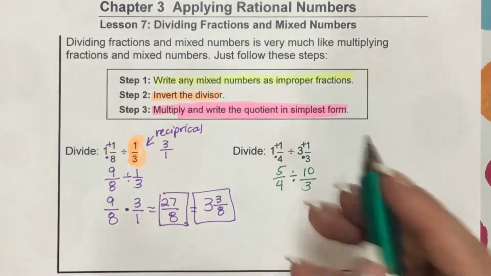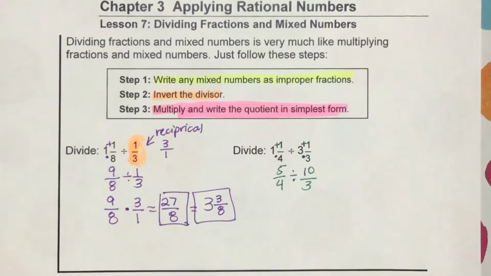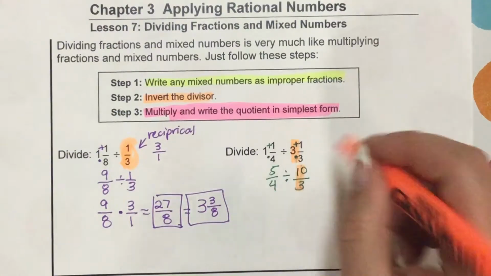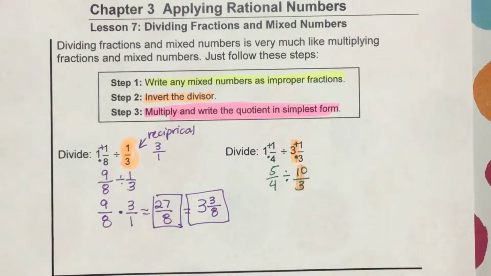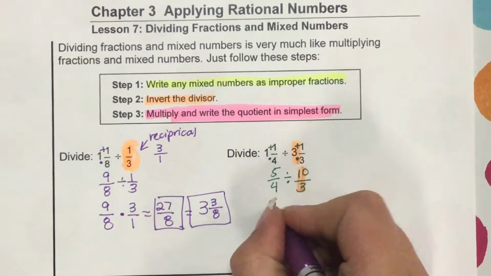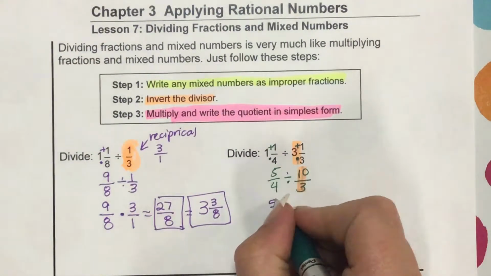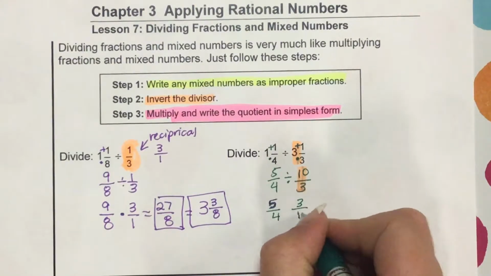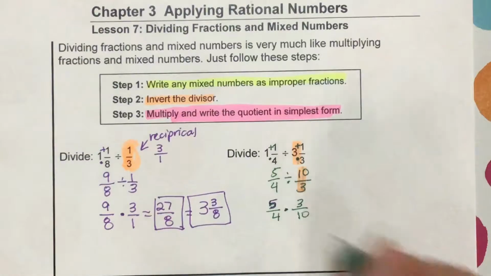Then we're just going to invert the divisor, which is the one on the right. We keep 5/4, and we do the reciprocal of the other. And when we do that, then it becomes a multiplication problem.